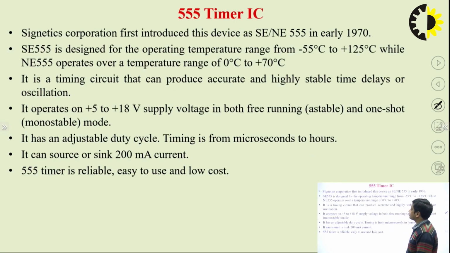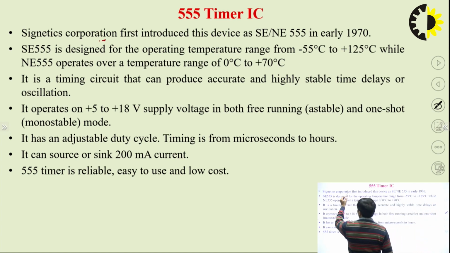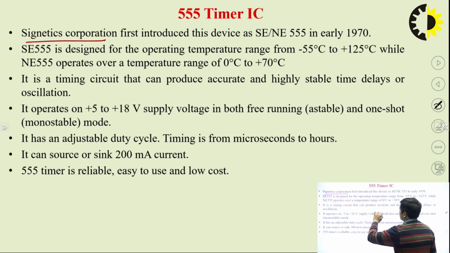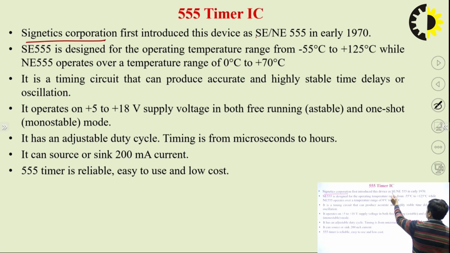So starting with 555 timer IC. It is called 555 because this IC internally contains three 5 kilo ohm resistors. This 555 timer IC was first introduced by Signetics Corporation, and this device was named SE/NE 555. It came in early 1970.